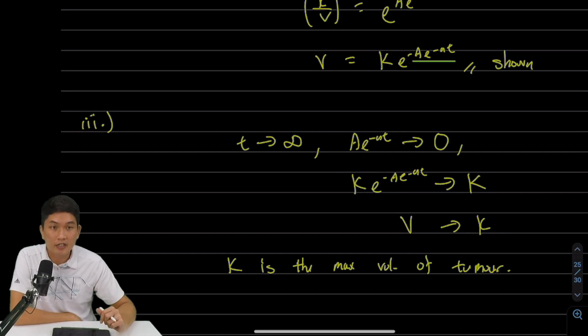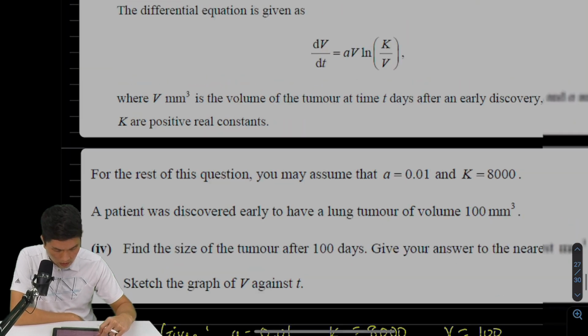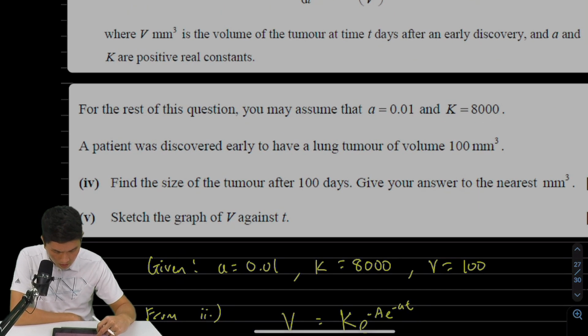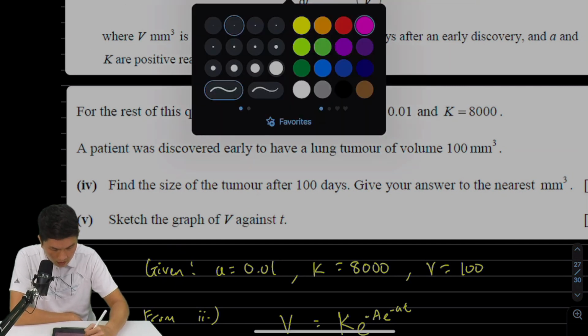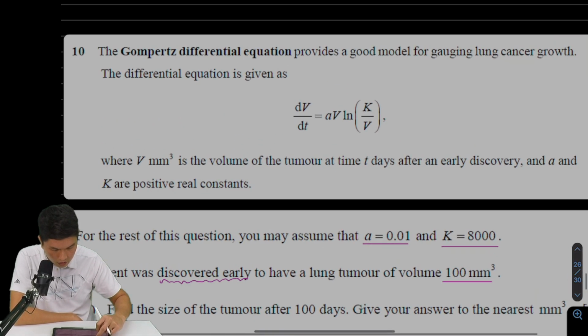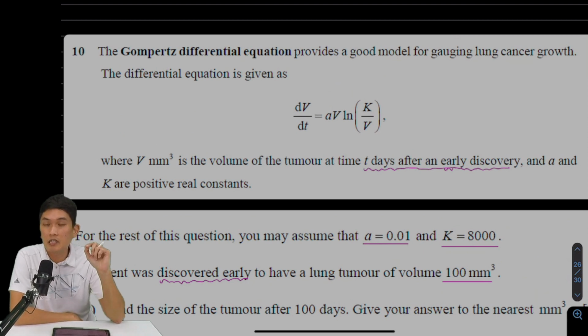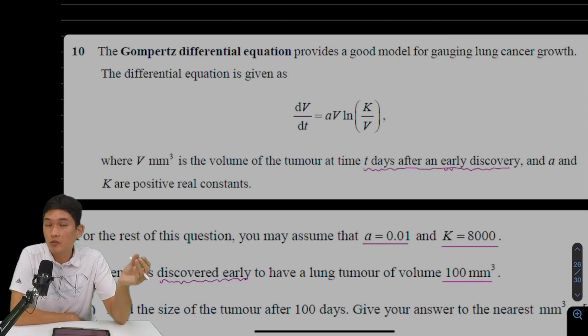All right, now let's look at part 4. Part 4 is where we finally get some concrete values for a, k. So we're given that, let me just underline the question for part 4, A is equal to this, k is equal to this, and we know that v is equal to this when it was discovered early. What does it mean to discover early? Then you go back to the question. An early discovery will mean that your t is equal to 0. T is measured in days after an early discovery. So at the point of early discovery, t is equal to 0 days.